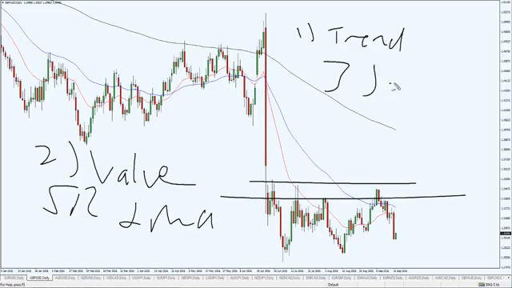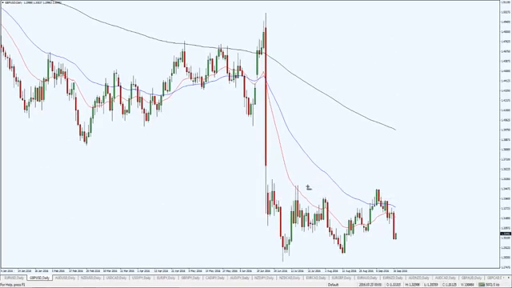And the third thing you need is simple: a trigger. How do you actually enter a trade? You need a trigger. So let me walk you through this over here. This was the area of resistance.